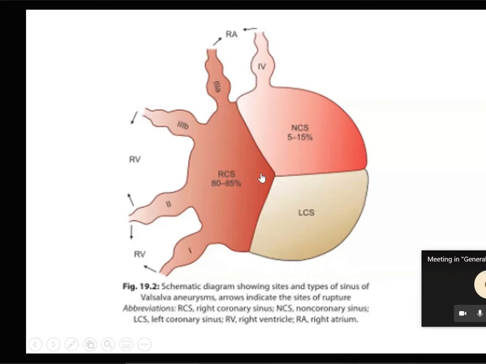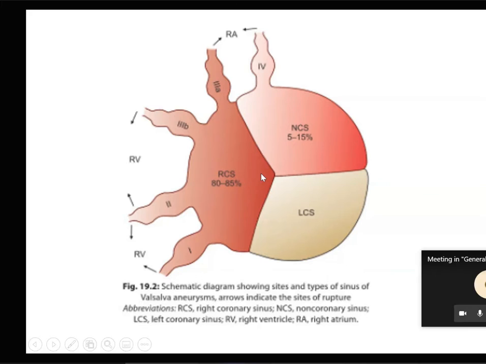Okay. So RSO, which are the commonest sites? RV is the most common site, sir, then RA. Right coronary sinus will rupture to RV, sir. To RA it will be non-coronary sinus. Rupture is very unlikely to happen in the left coronary sinus.